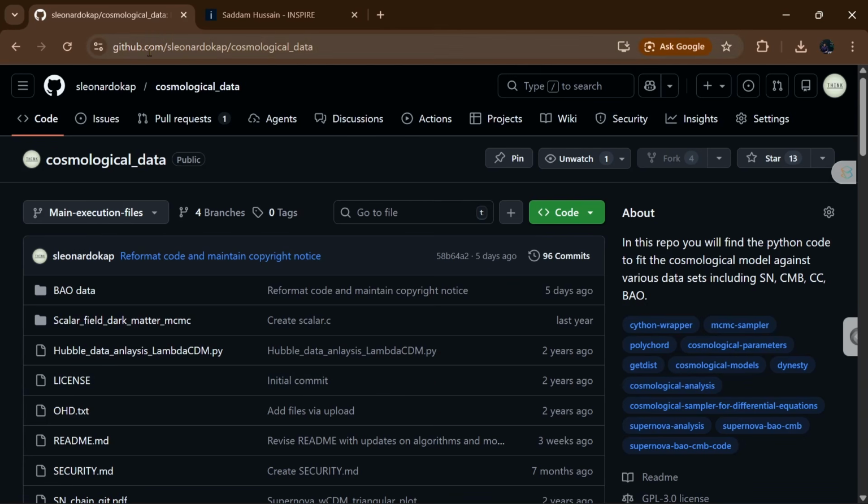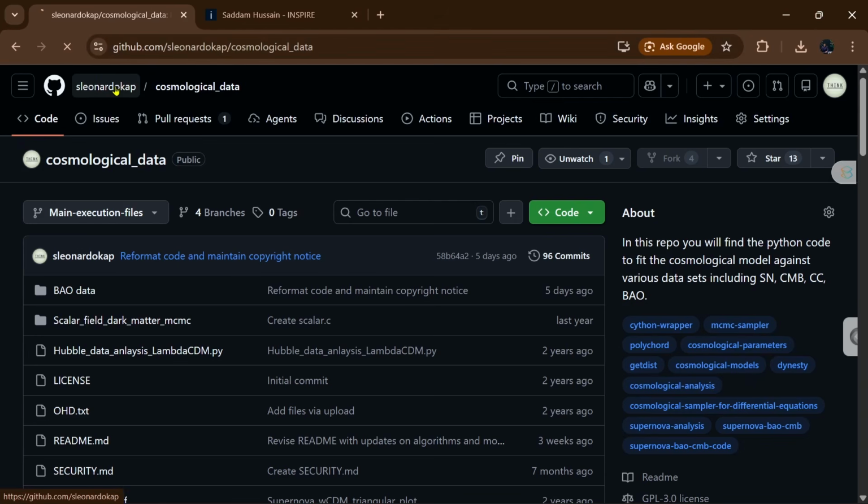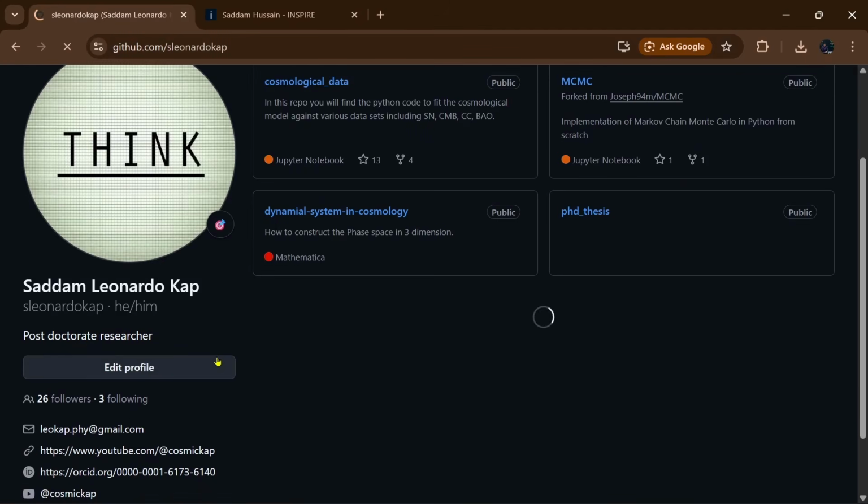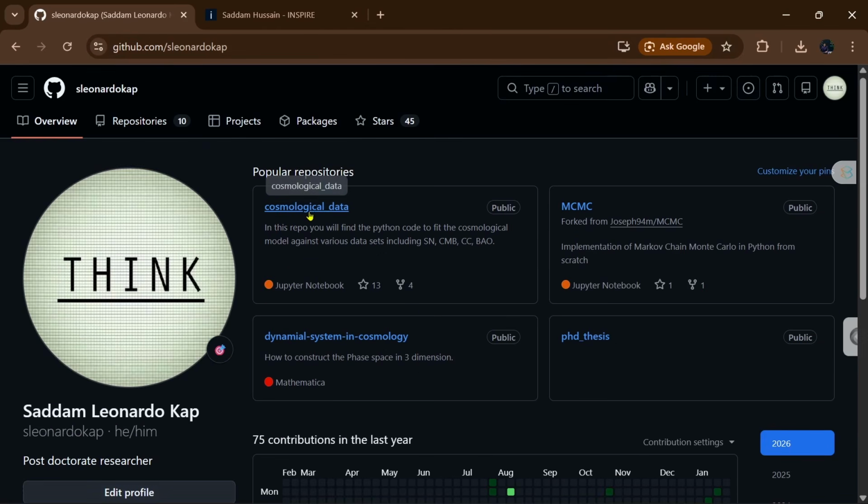So you have to first go to github.com and then /sleonardocap. This is my channel, and from there you have to go to cosmological data. Once you hit /sleonardocap, you will see a bunch of things. Here you have cosmological data, MCMC. These are things which are actually in public, and dynamic systems in cosmology. This Mathematica I have already given here. MCMC for some other Python notebooks is over here, but here is my code for cosmological data analysis.